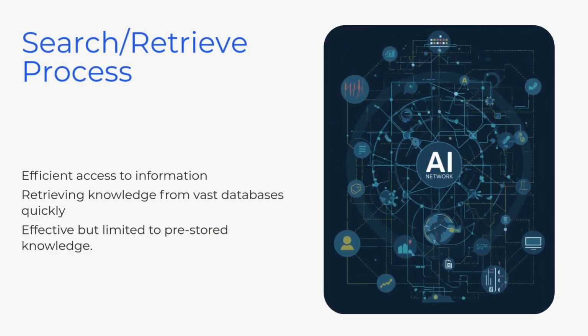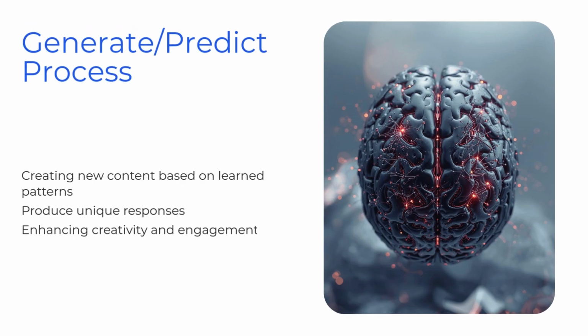With search retrieve, the system pulls from stored sources or a database. When it's connected to good sources, it can be accurate and grounded because it's pointing to something that already exists. The limitation is simple. It's limited to what it can access. With generate predict, the system creates new content by combining patterns it learned. That makes it flexible and useful for drafting and brainstorming. But this is also where mistakes happen. The model is trying to produce something that looks right, not something that is guaranteed true.